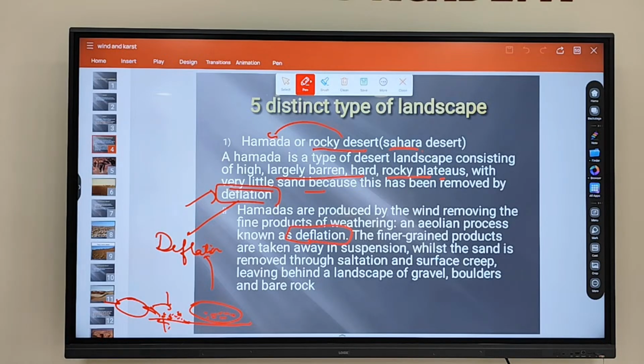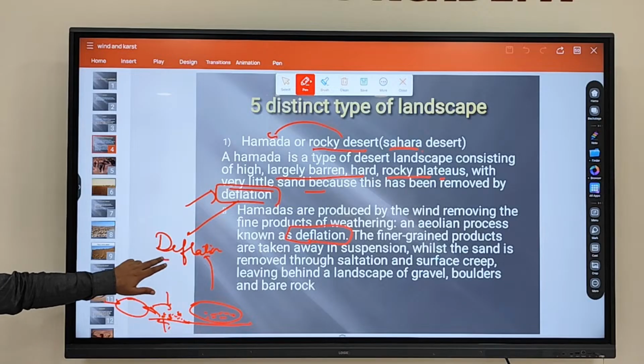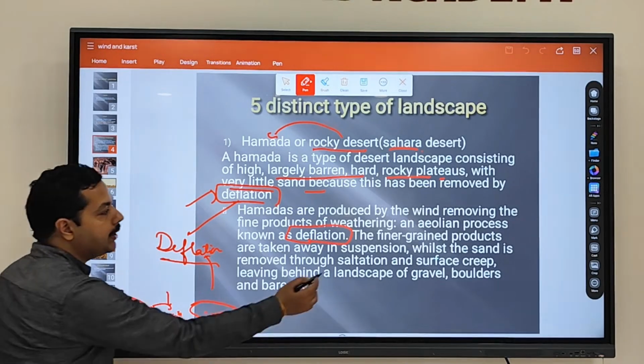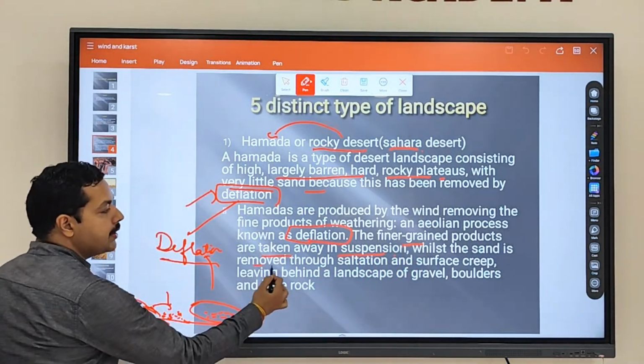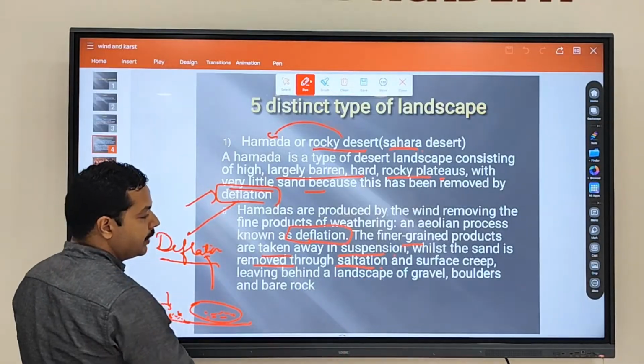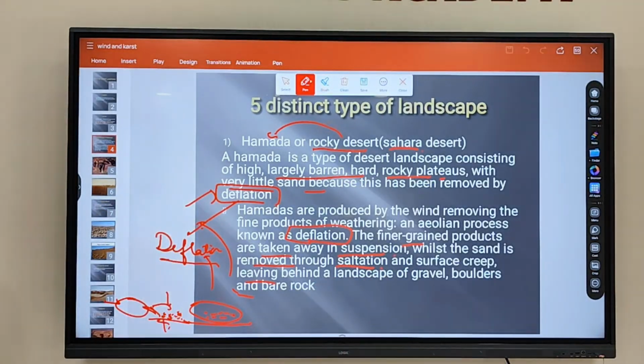Clear? So why are sands not present? As wind will pick up the sands and take them to some other location, and this process is referred to as deflation. So you can see fine grained powder is taken away in suspension and the sand is removed through saltation. Clear? So this is the reason why the rocky desert does not have much sand.